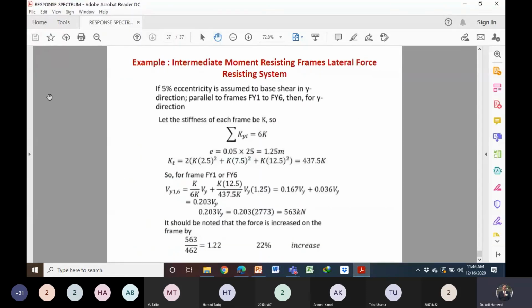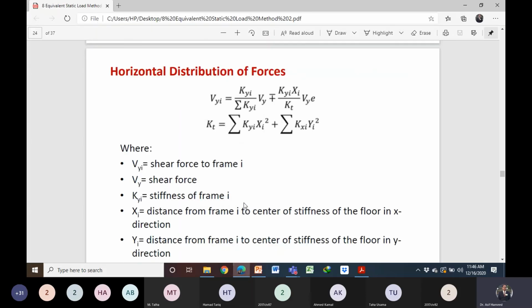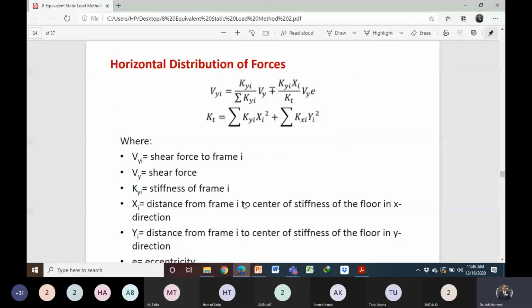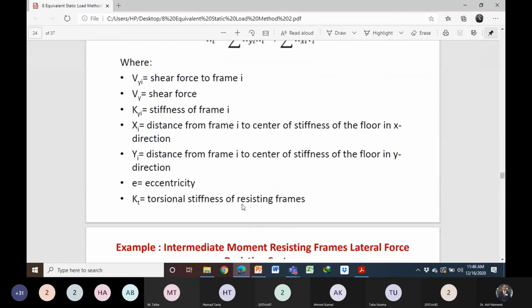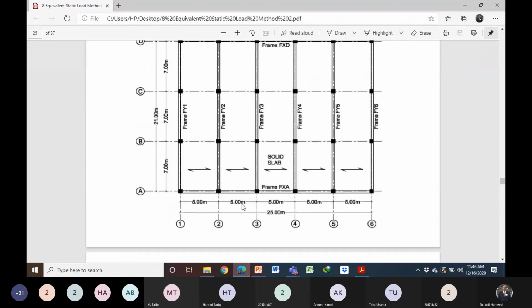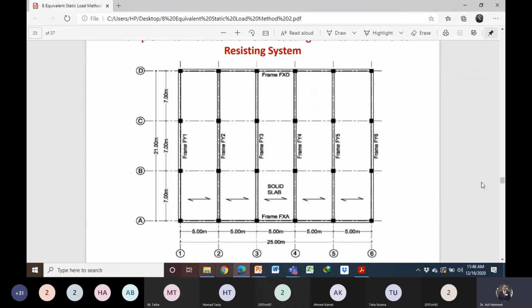Suppose the earthquake is at 5% eccentricity, in the y direction, parallel to the Fy1 and Fy6 frame. Look at this frame again. We have to calculate the base shear in frame 1 and in frame 6 when the earthquake is at 5% eccentricity.